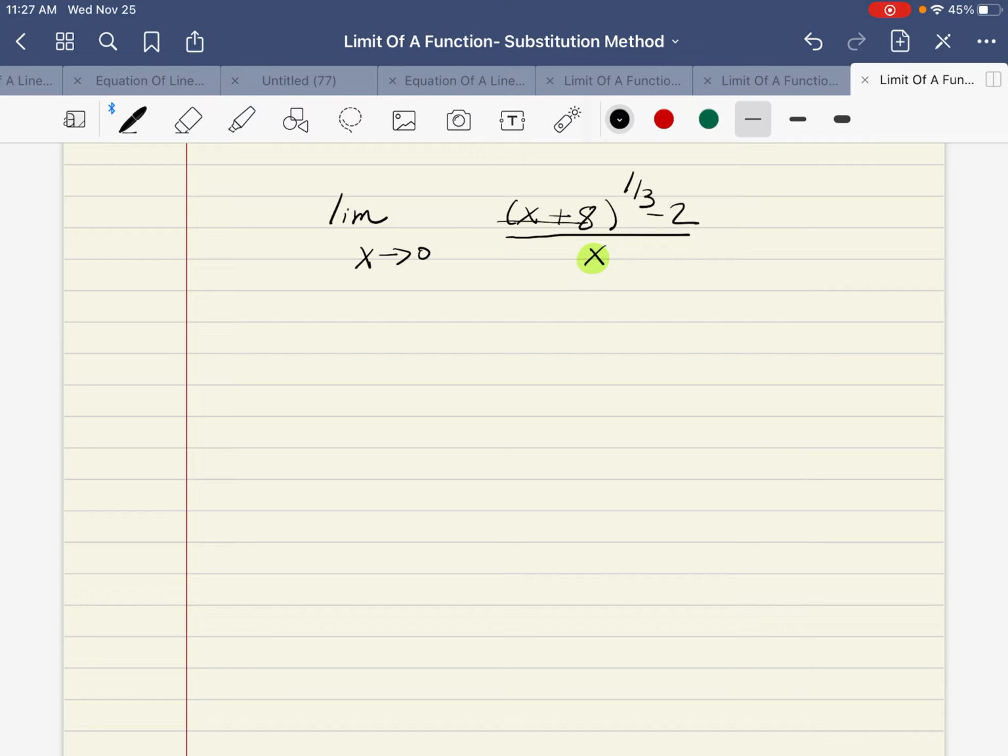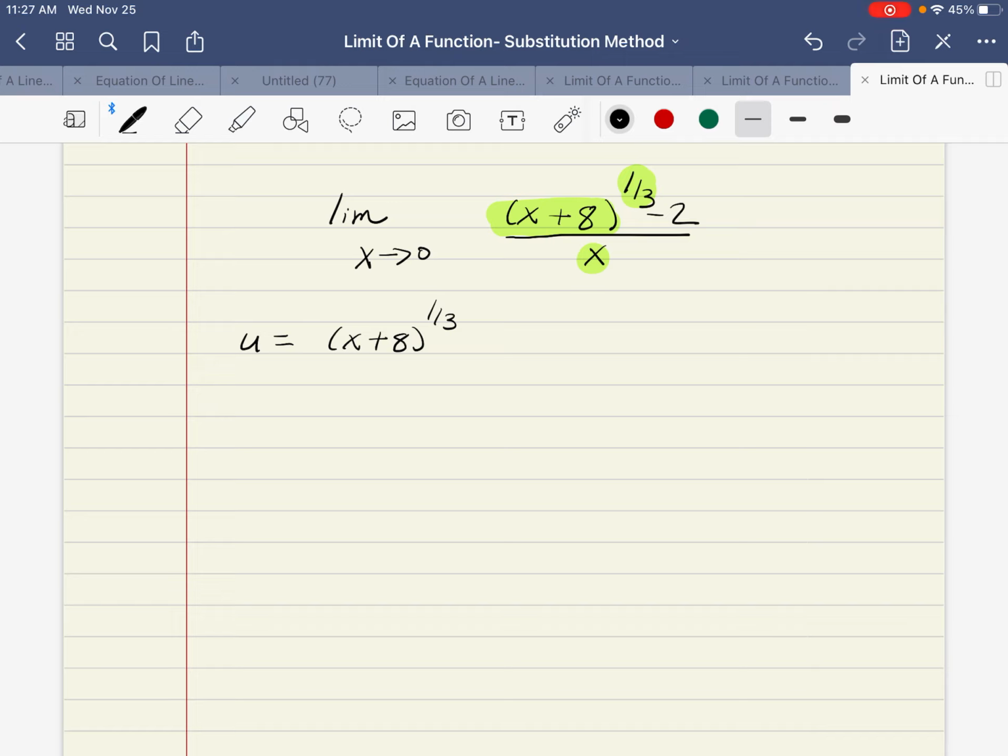But this right here, this x plus 8 to the exponent 1/3, that's difficult to work with. So what we can do, without changing the function, we can actually rearrange some of the variables just to make it a little bit easier to work with. So I'm going to set that part, that x plus 8 to the 1/3, equal to the variable u.